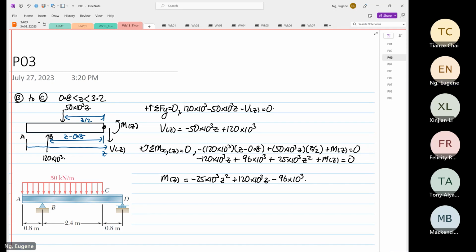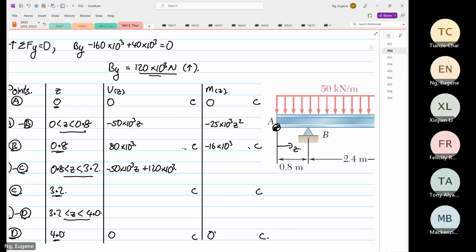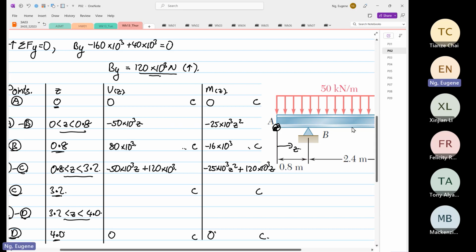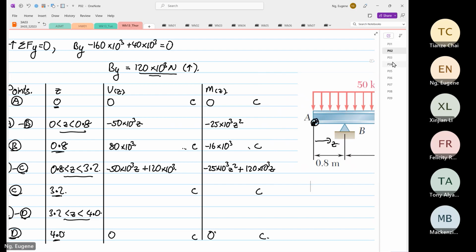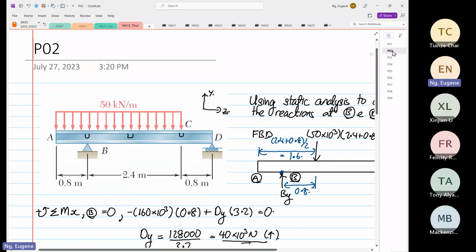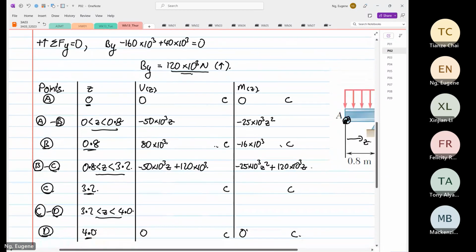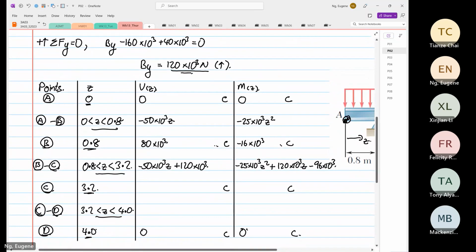Okay. So I will write this down. Minus 25 times 10 to the power 3, then plus 120, right? Plus 120. Let me shift this a bit. And then minus 96. Okay.